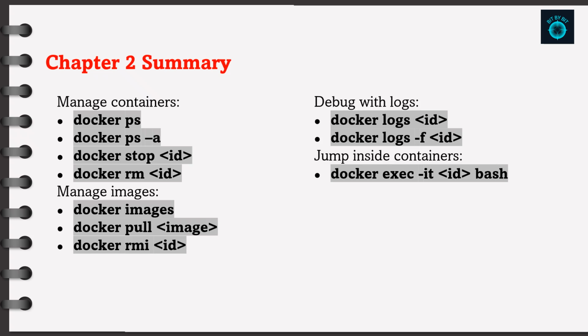Next, we learned how to manage images. docker images lists all local images. docker pull downloads a new image from Docker Hub. docker rmi removes an image from your system. Then we explored logs. docker logs shows what happened inside a container. Adding -f lets you follow logs in real time, which is great for debugging.